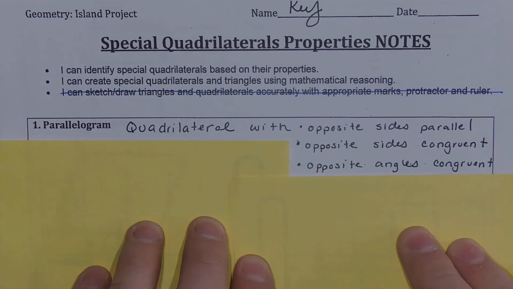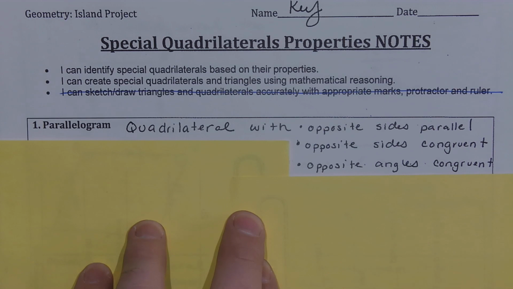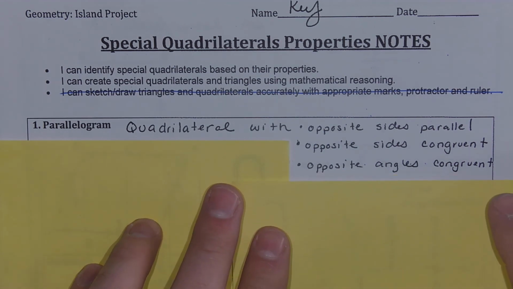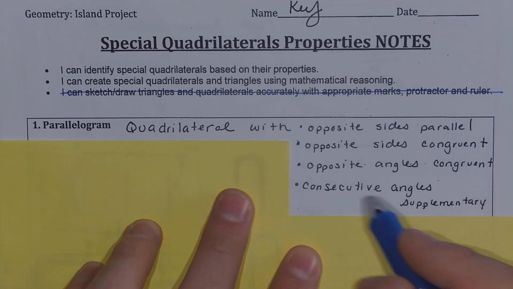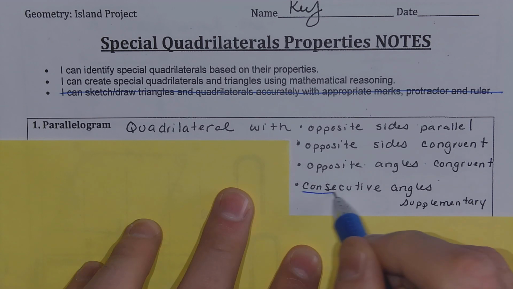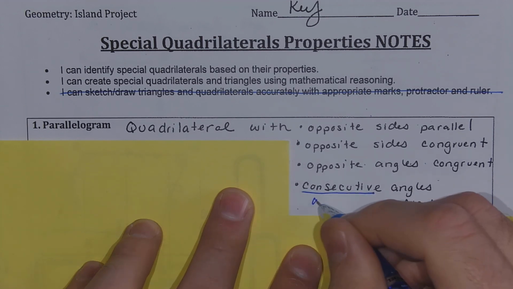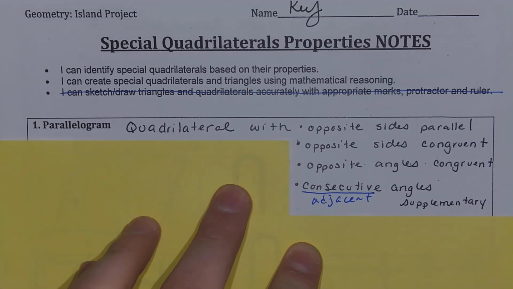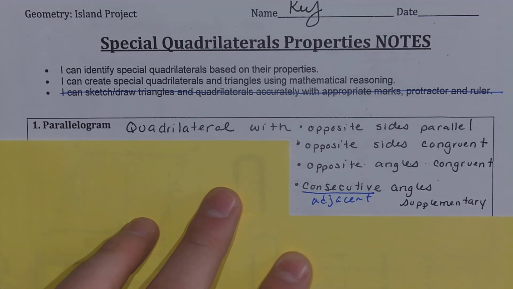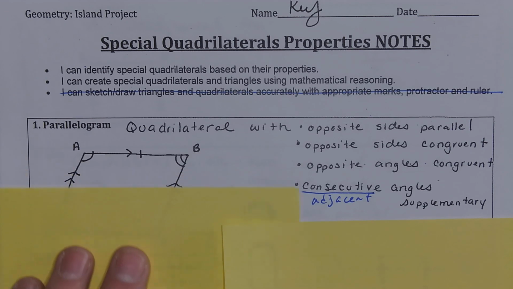Opposite angles are congruent as well. So now if we're looking inside the figure, the angles that are opposite each other or across from each other are also congruent. Consecutive angles are supplementary. The word consecutive, remember, means to be adjacent or next to each other. So the angles that are right next to each other in the quadrilateral are going to be supplementary, so they add up to 180.